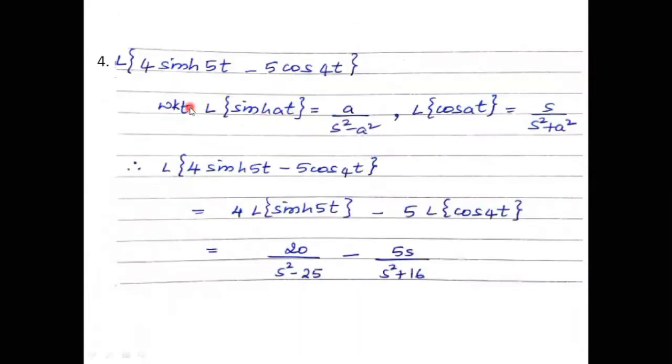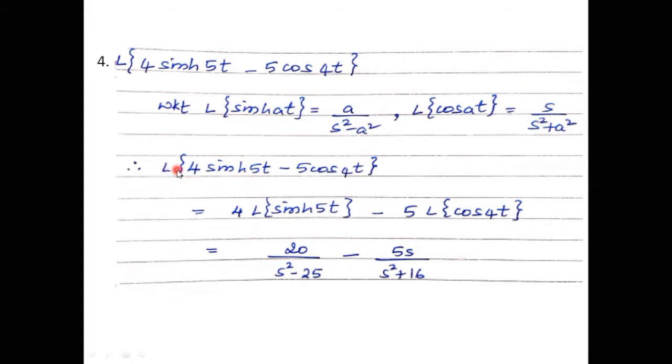Fourth problem, Laplace transform of 4 sinh 5t minus 5 cos 4t. We know that the Laplace transform of sinh at is a by s square minus a square. And the Laplace transform of cos at is s by s square plus a square.